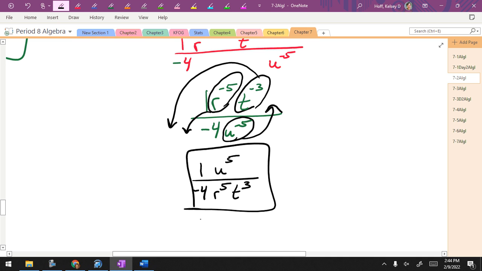Now, that is not the only way to do it. Some people want to get rid of the negative exponents right away, and there's nothing wrong with that. They move things before they divide, which is fine, but I will still caution you, sometimes you still end up with a negative exponent that you have to move anyway.